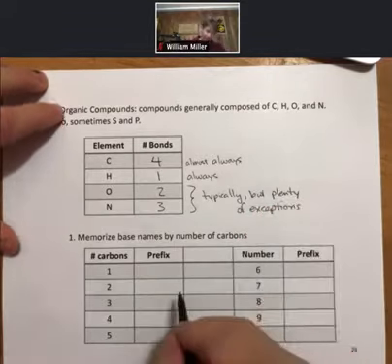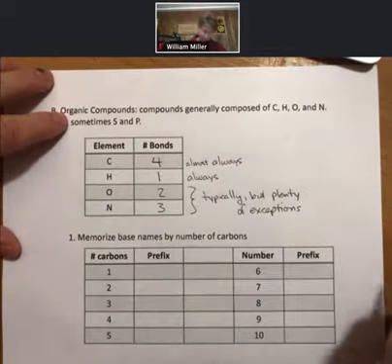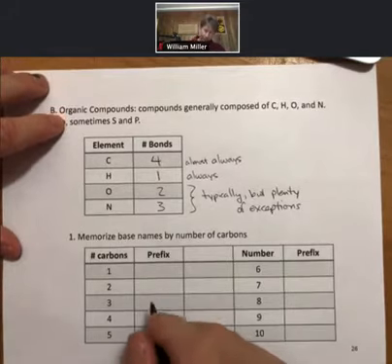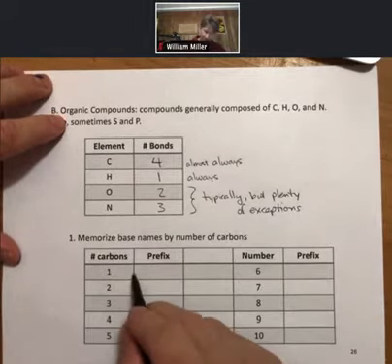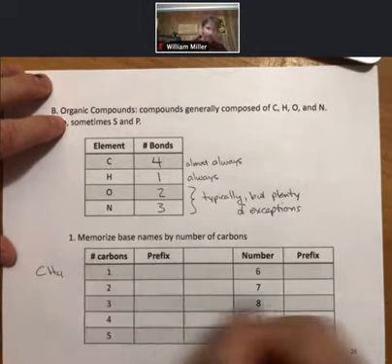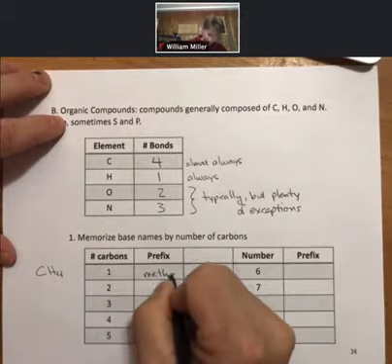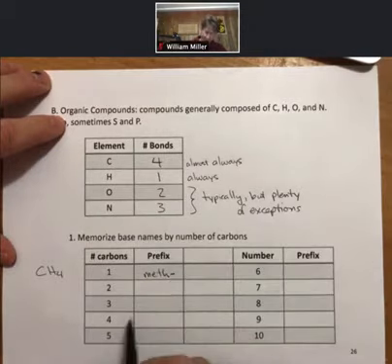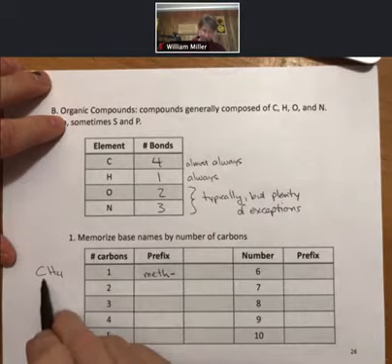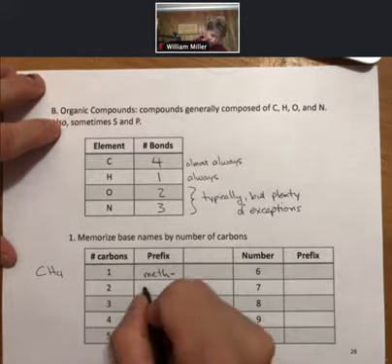And now let's go on to memorizing the base names by the number of carbons. So some of these will be the same, but starting with 1, they will not be. So the prefix for something with 1 carbon, such as CH4, is meth-. And that's a prefix, so I'm going to put the dash there because there's the rest of the word. And for example, CH4 is methane.